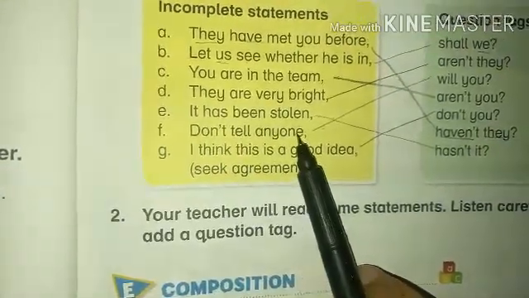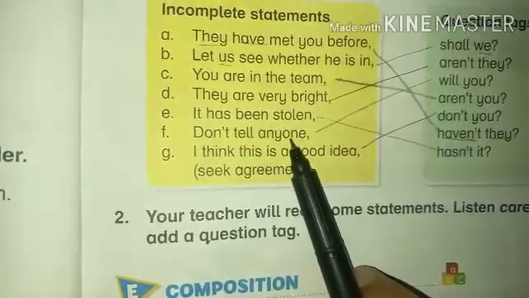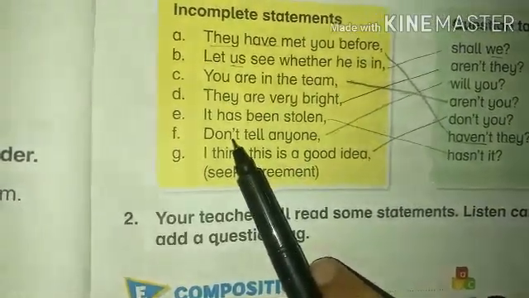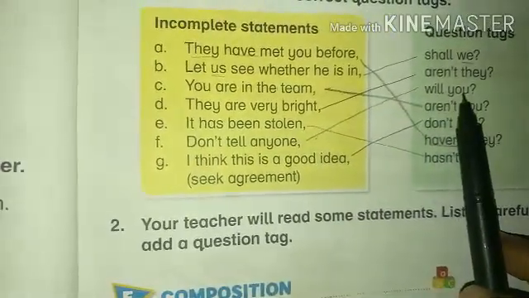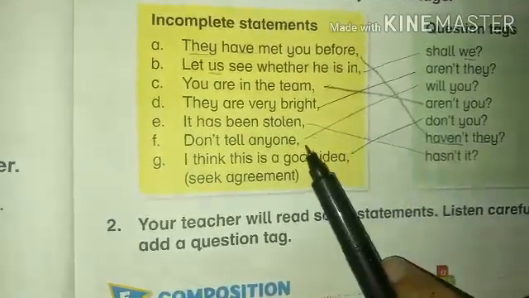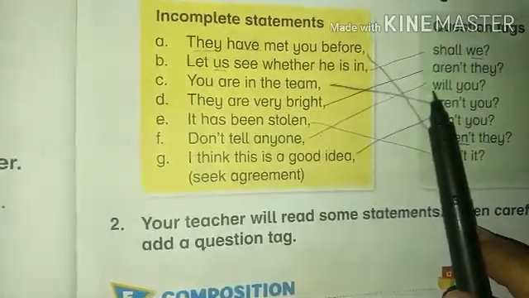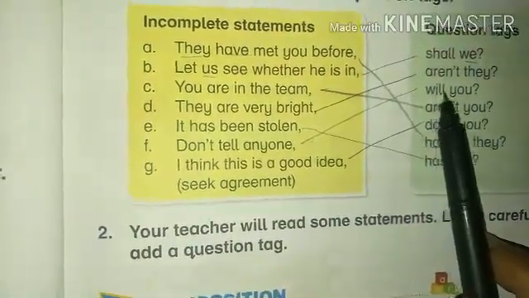"Don't tell anyone." So this is a negative statement because there is the addition of "not," so we will match it with "will you." This represents that this is a statement in the future, so we have made the question tag of it "will you."